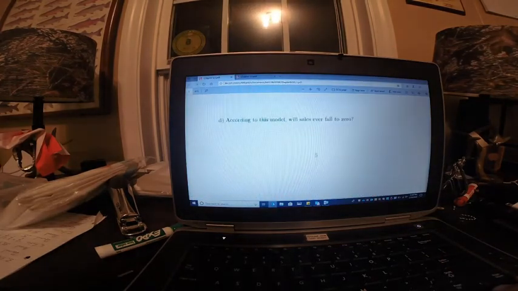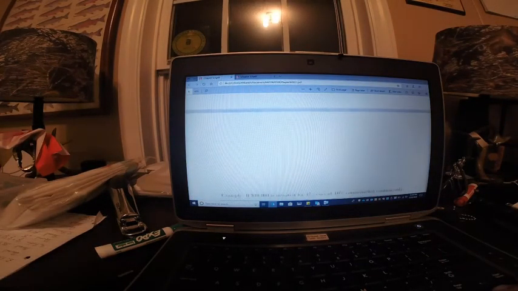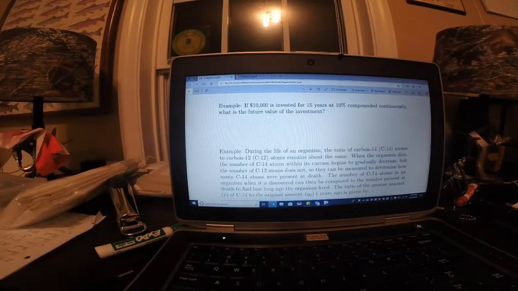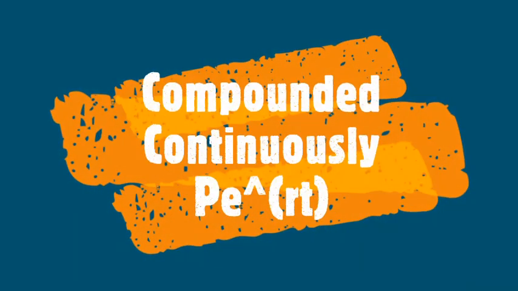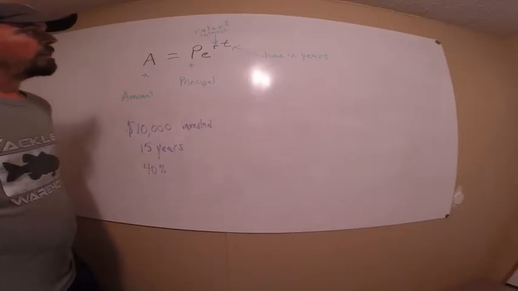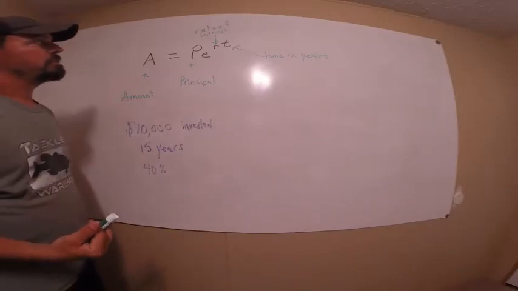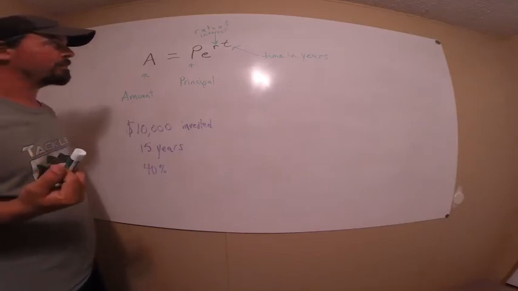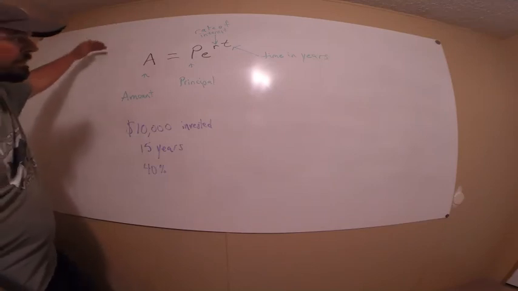If we continue on to page 6, the next example says, if $10,000 is invested for 15 years at 10% compounded continuously, what is the future value of the investment? Let's take this one to the board. Alright, so we're compounding continuously here. So hopefully you've seen the compounded continuously formula before. If you haven't, here it is. I'm going to explain our way through it.